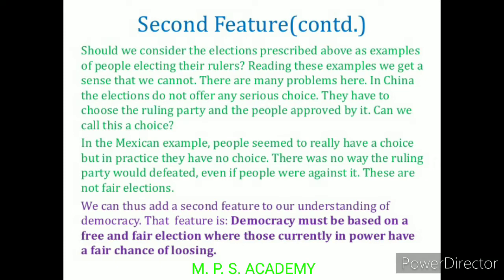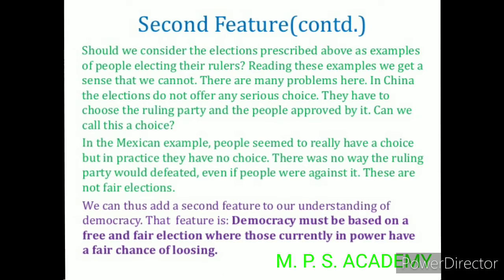So we can thus add a second feature to our understanding of democracy, and that feature is democracy must be based on a free and fair election where those currently in power have a fair chance of losing. So if there is no free and fair election, it is not proper. Okay? Why is it not proper? Because Abraham Lincoln had said that it is of the people, for the people, by the people. Means it's people's rule. And if it is not fair, then it is not people's rule. So now let's go to the third feature.